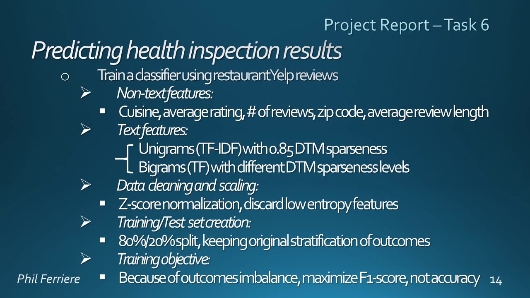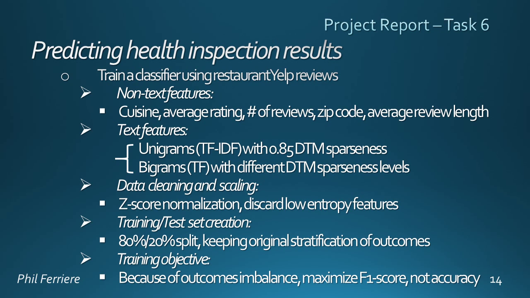For our last assignment, we were asked to train a classifier that could predict if restaurants would pass a public health inspection based on their Yelp reviews, as well as some additional information, such as type of cuisine, star rating, number of reviews, and restaurant location. For text features, I tried several combinations of unigram and bigram models. The final model, with text features, was a combination of TF-IDF-weighted unigrams and TF-weighted bigrams.